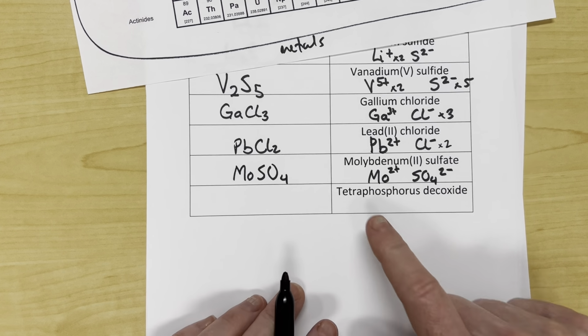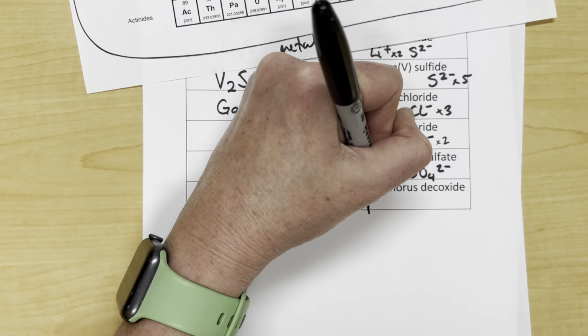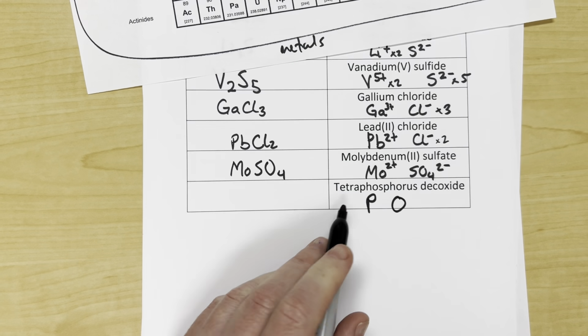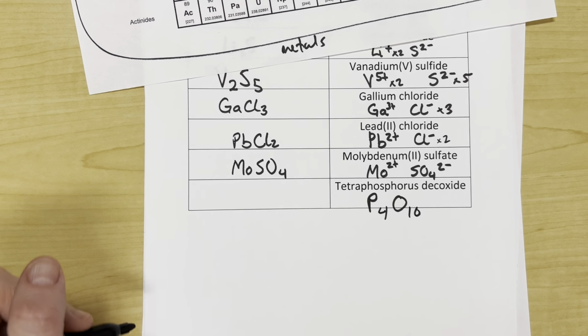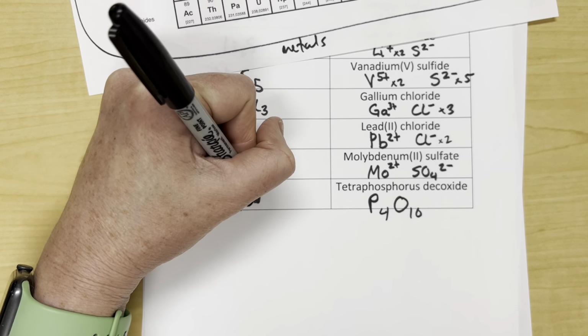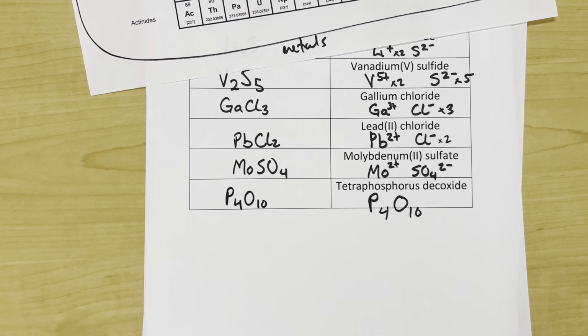Last but not least, we have this one. It's tetraphosphorus. So some kind of phosphorus, some kind of oxygen. Tetra means 4 phosphoruses and 10 oxygens. So P4O10 is the answer I'm looking for.